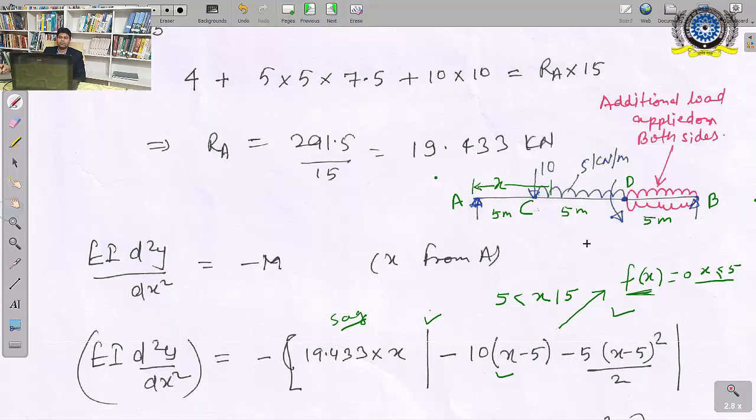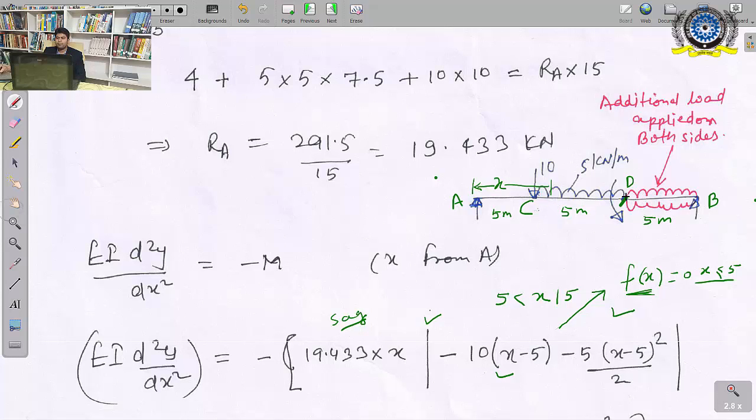Remember, in this question, this UDL is given only up to x equal to 10 meter, only up to the point D. But Macaulay's function requires that this UDL should extend up to the point B. It requires that the UDL be there for the entire remaining span. But in this question, it is not the case. So what we do is a small adjustment.